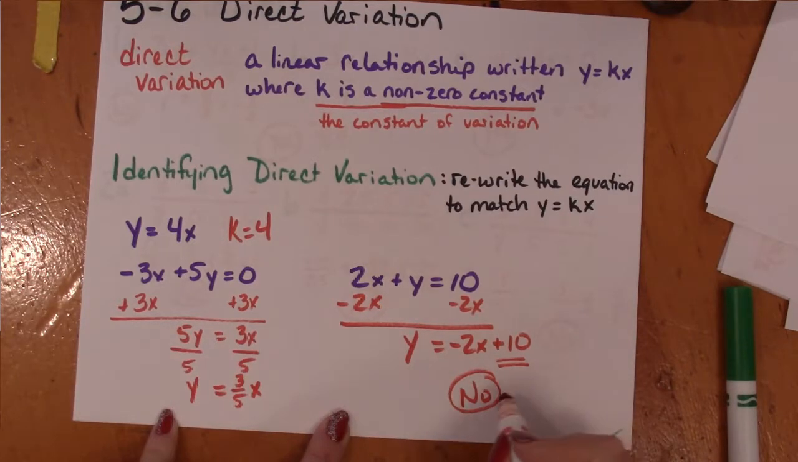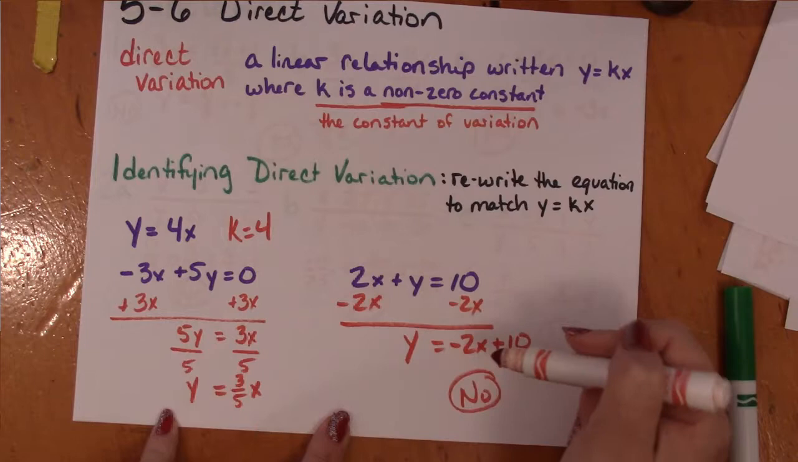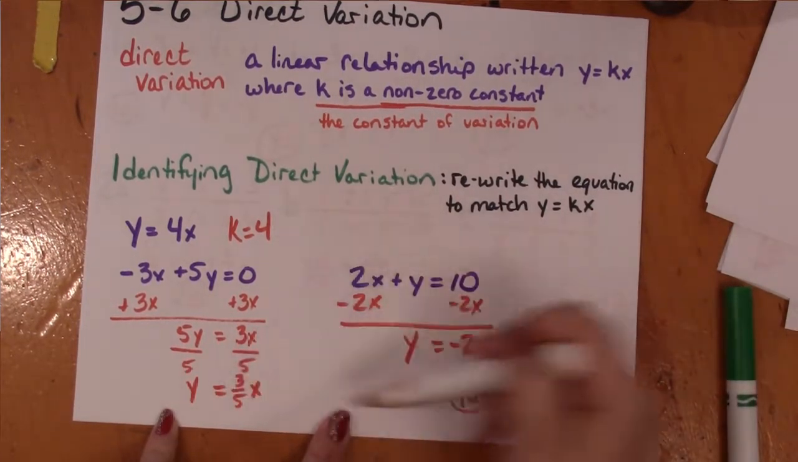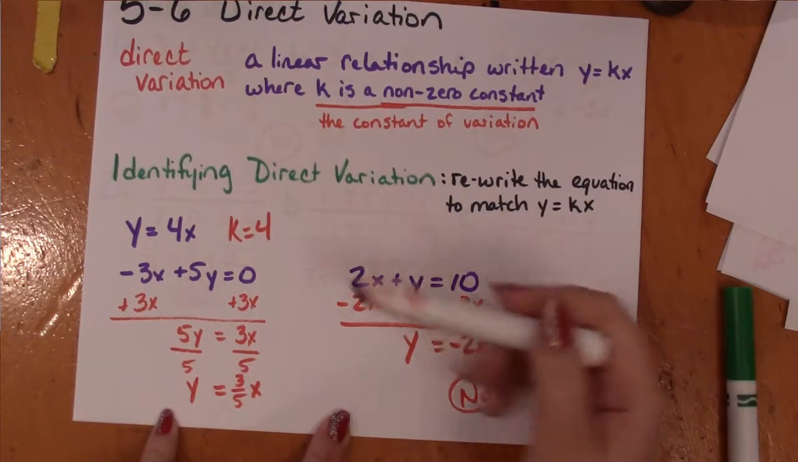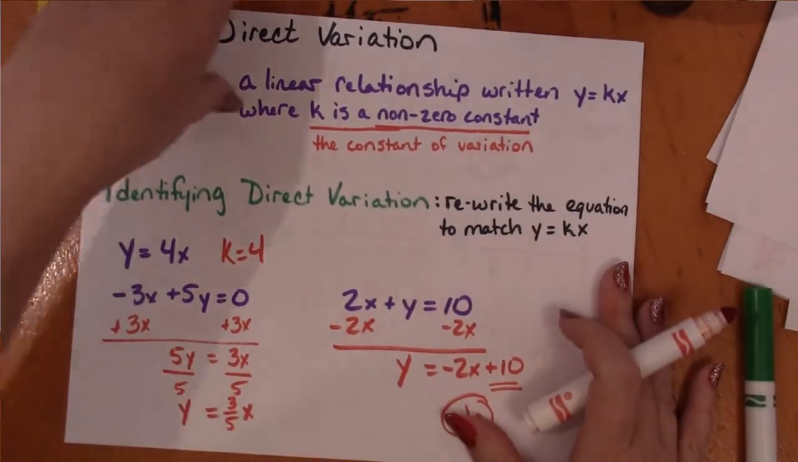Try these yourself. There are 3 check it out problems on page 336, number 1. Go through those and see if you can tell me whether they are or are not direct variations, and if they are, what k equals. Pause here, come back when you're done.